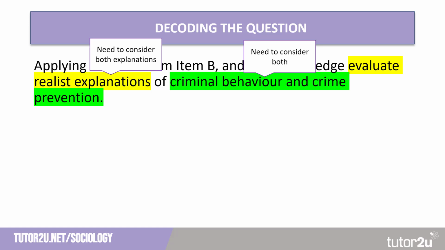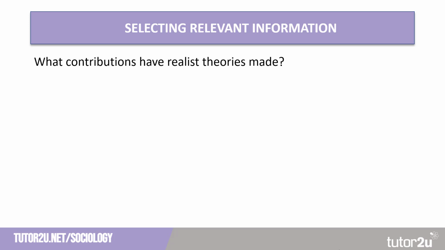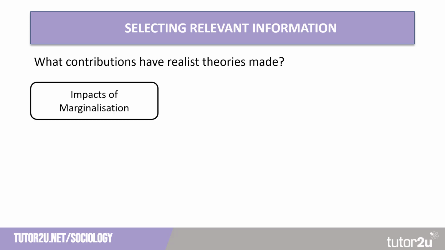But looking at the question, let's think about some of the contributions that realist theories have made to crime and crime prevention. So if we start with our left realists, we might talk about the impacts of marginalisation. So Lea and Young talk about the impacts of marginalisation, how it causes resentment, how that might lead to the formation of subcultures and therefore increased levels of criminality.